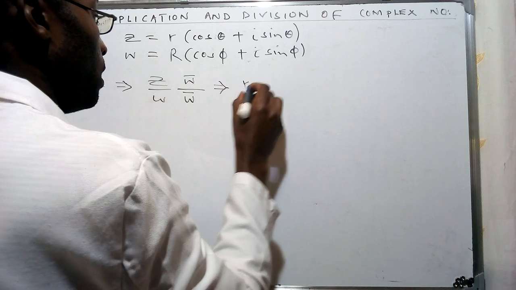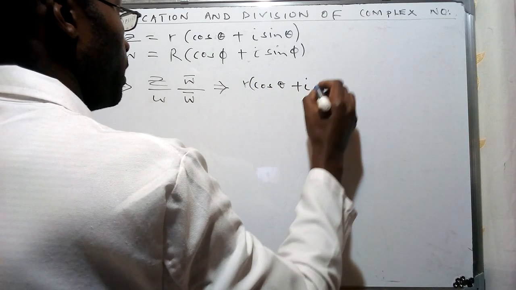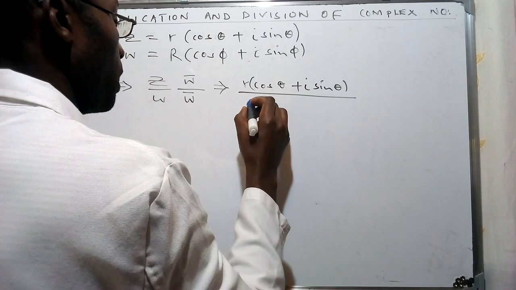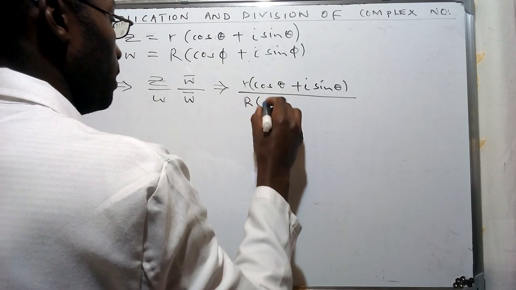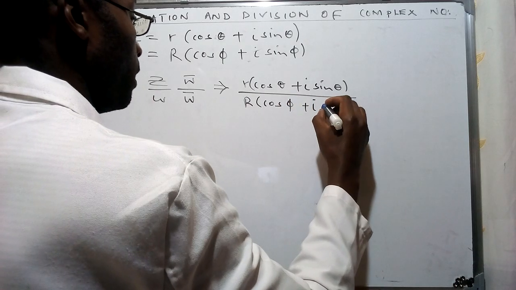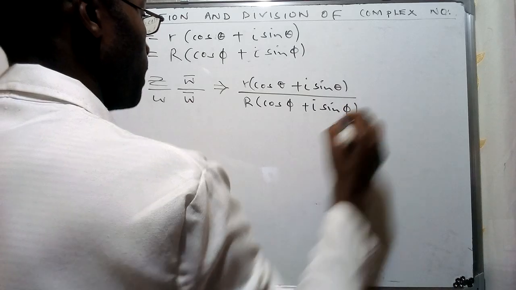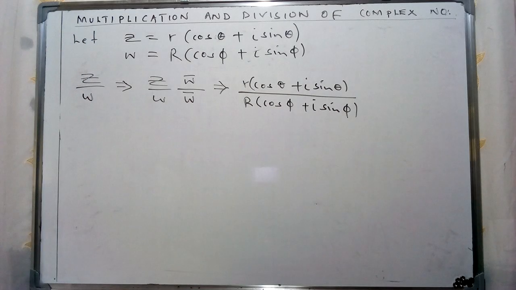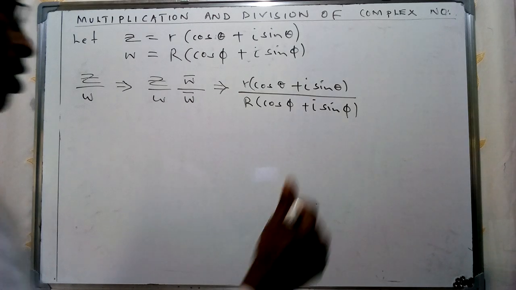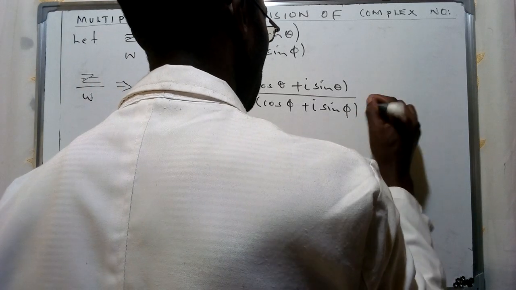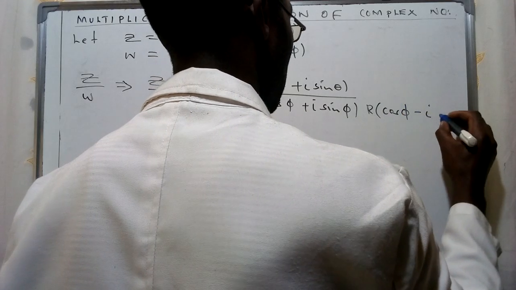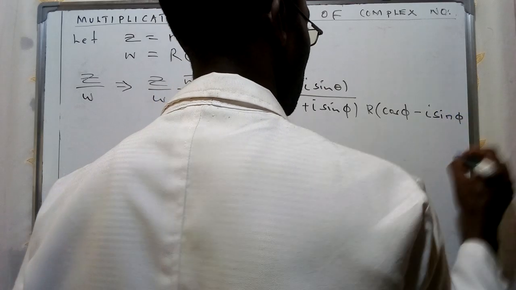So in a sense, we're going to have this representation on the board in terms of R, the cosine of theta plus the imaginary unit, the sine of theta. And this is going to be divided by W, which is R, the cosine of phi plus the imaginary unit, the sine of phi. So I've said that in this case, we're going to multiply by the complex conjugate of this specific denominator. And this implies that we're going to have R into the cosine of phi minus the imaginary unit, the sine of phi.